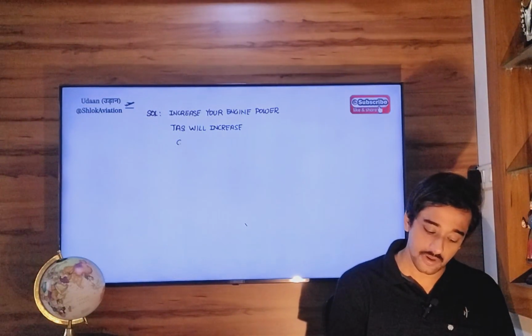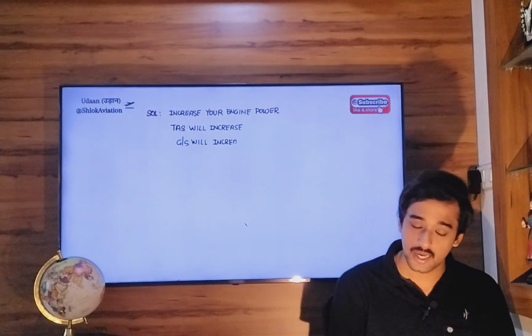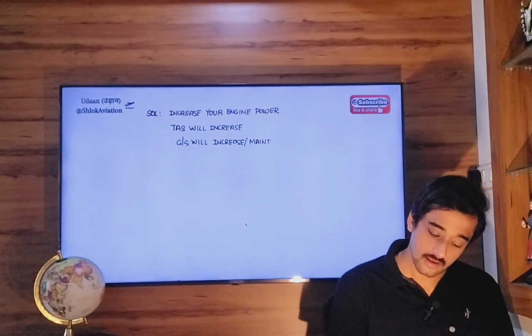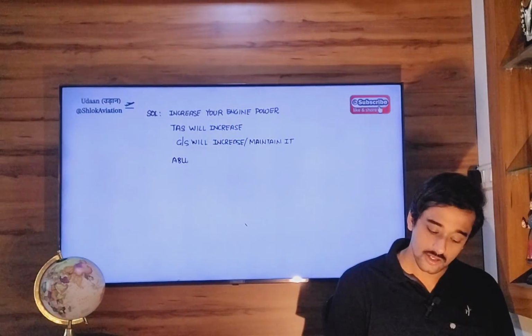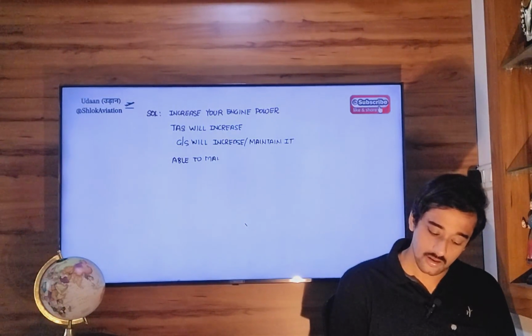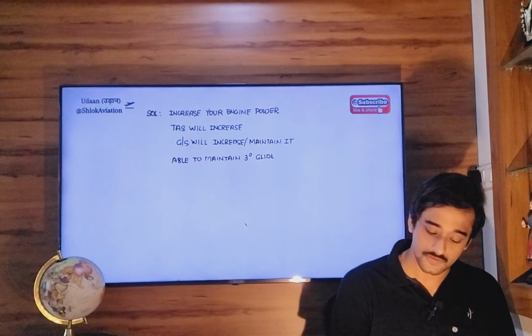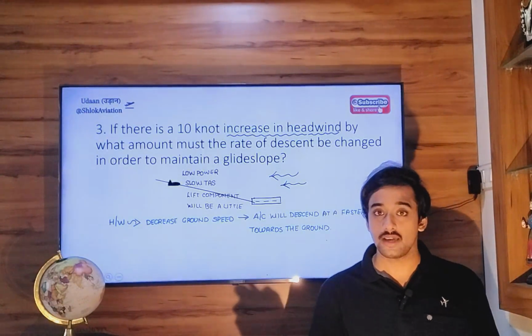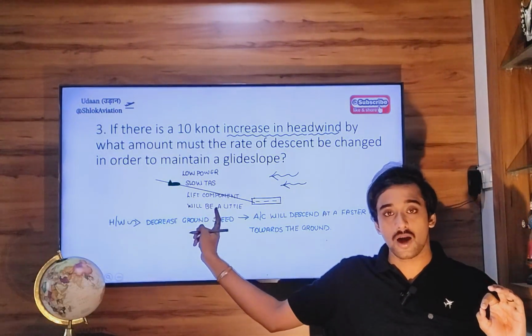As a result, the ground speed will also increase, or at least you will try to maintain it. This way you will be able to maintain the 3-degree glide slope. If you don't apply these solutions instantly, whenever there is an increase in headwind component, you will not be able to maintain this 3-degree glide slope down to the runway.